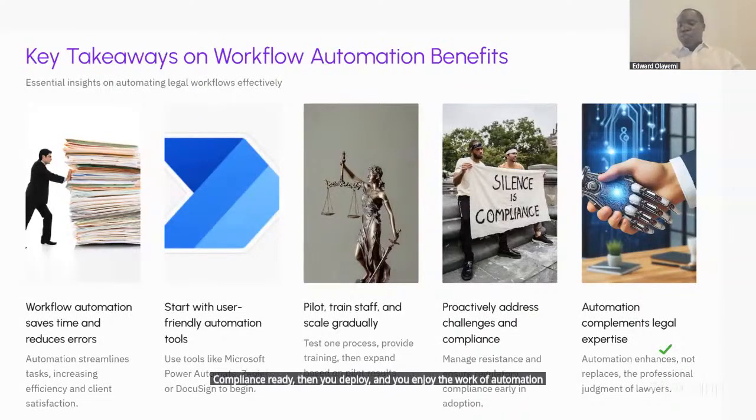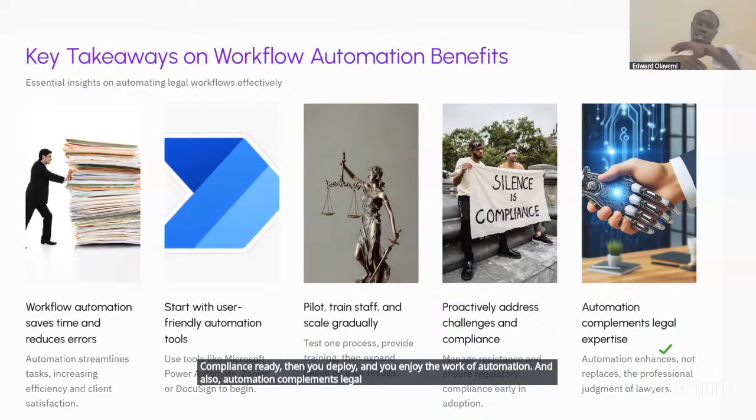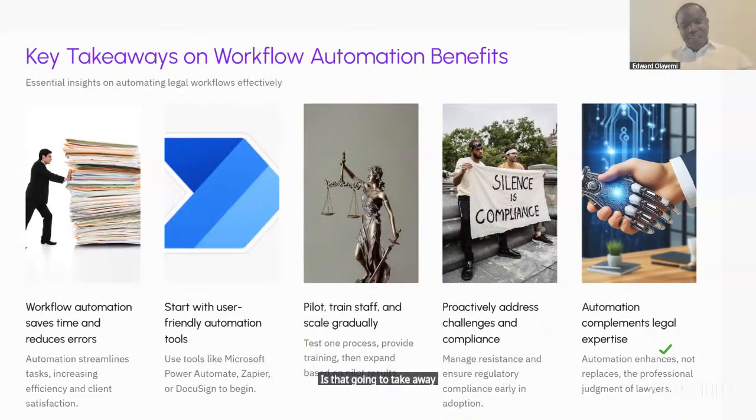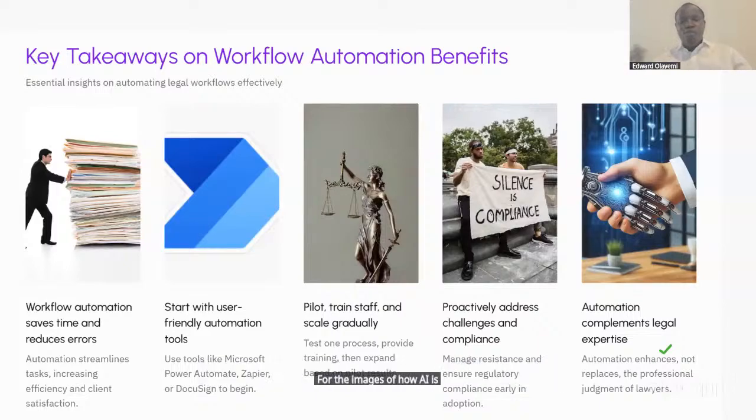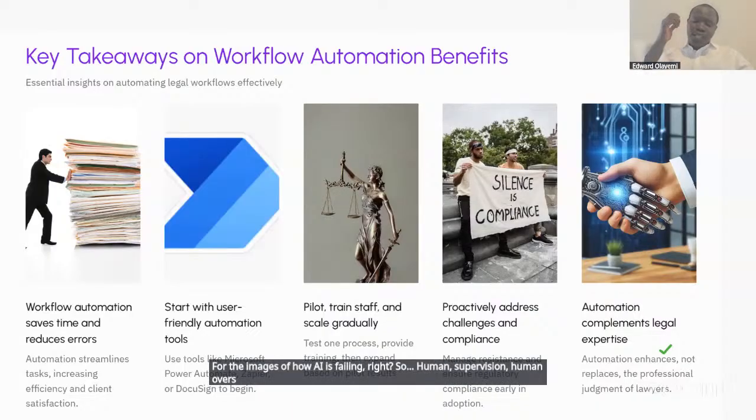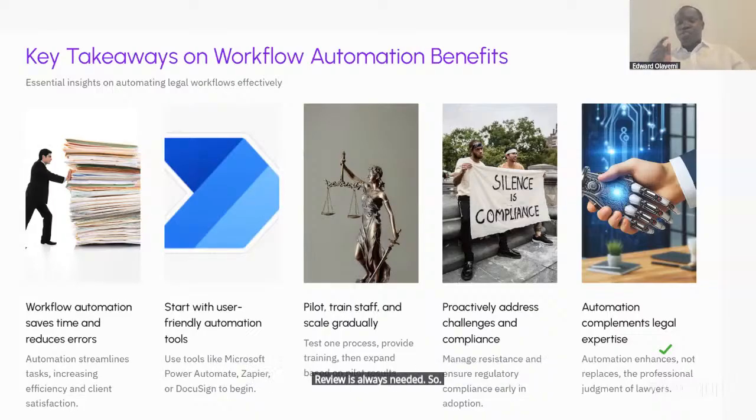And also, automation complements legal experts. It's not going to take away your legal expertise, never, and it can never. I used to see some funny images of people saying, you think AI will take away your job, and they show images of how AI is failing. So human supervision, human oversight, human review is always needed. Automation is always going to complement your work, and it's going to make your work very easy.